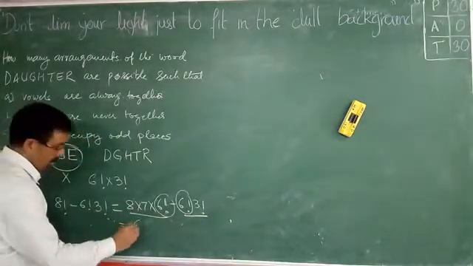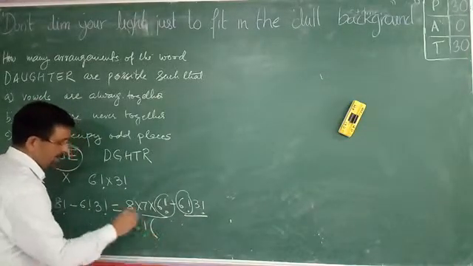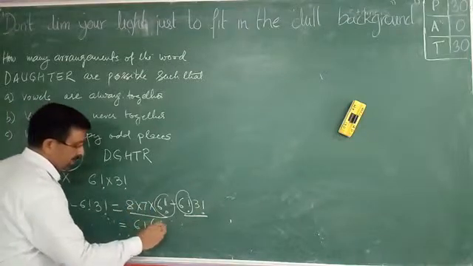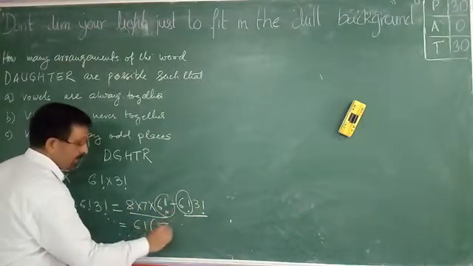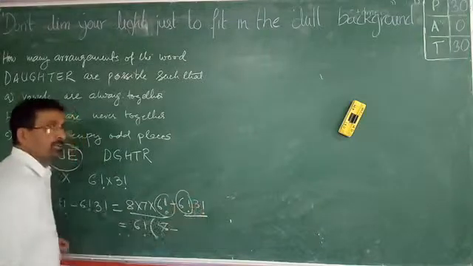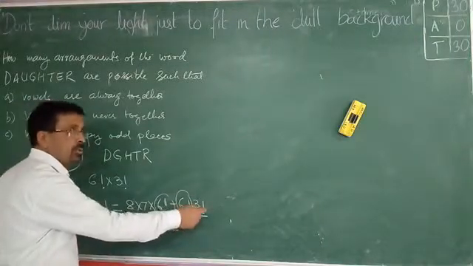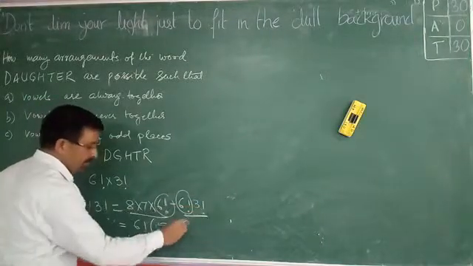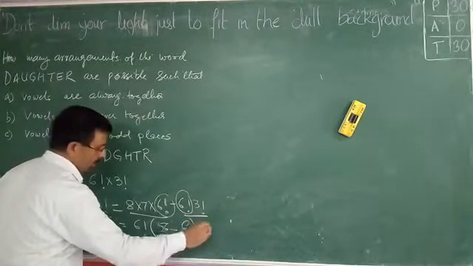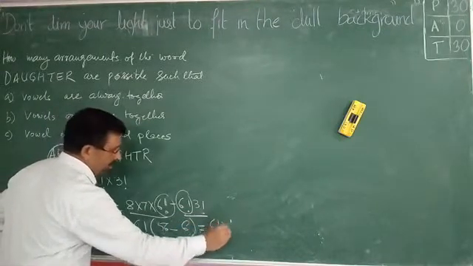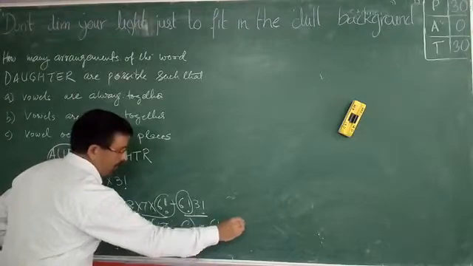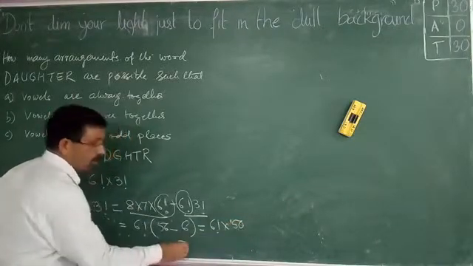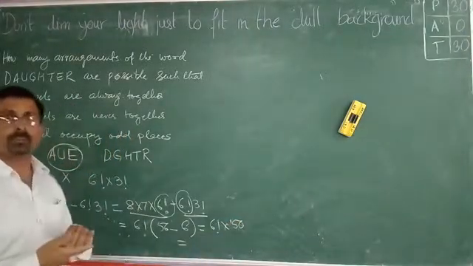So factorial 6 comes out common. Then inside we have 8 into 7, which is 56, and here we are left with only factorial 3. Factorial 3 means 3 into 2 into 1, and the product of this is 6. Therefore this becomes 6 factorial into 50. Now 6 factorial is equal to how much? 720.